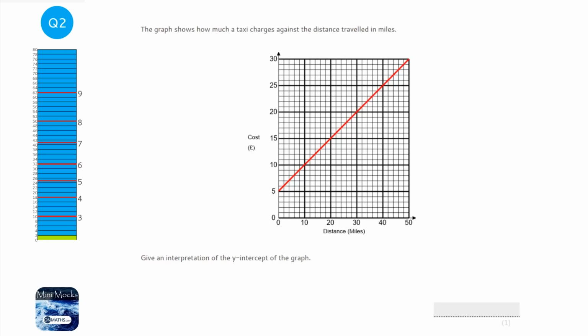So this graph is showing how much a taxi charges against the distance travelled. And it asks us to interpret the y-intercept of the graph. Now the y-intercept is going to be this point here. If you notice, this is the point when the distance is 0. In fact, the y-intercept is always when this thing here, which in this example is distance, is 0.